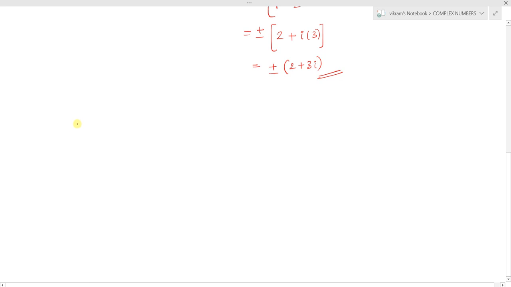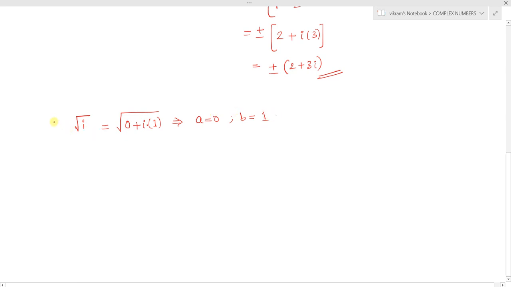Now you can find the square root of i. Find what is the square root of i. Here, in the complex form we can write it as real part 0, plus iota times 1. So from this I can write a equals 0 and b equals 1.